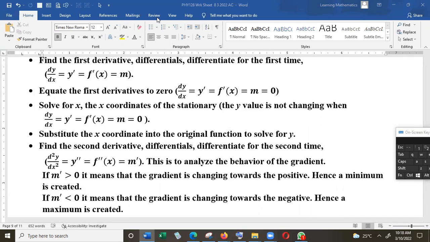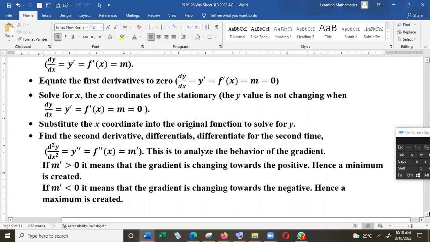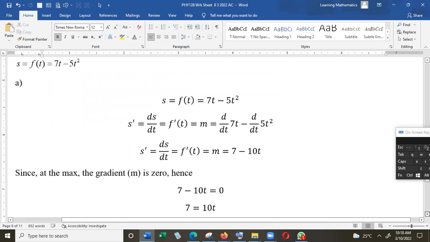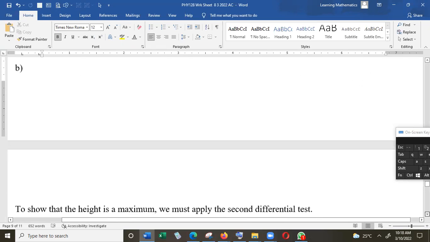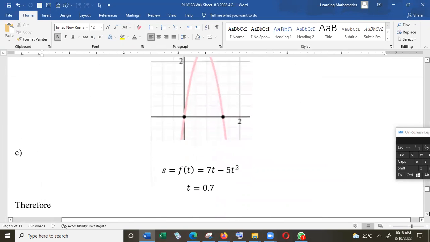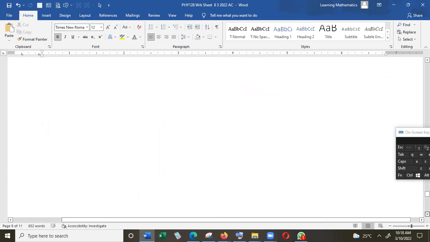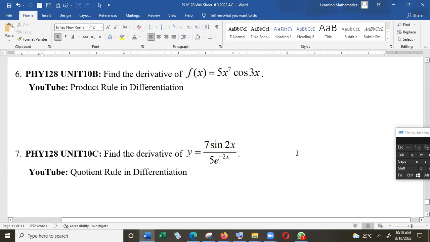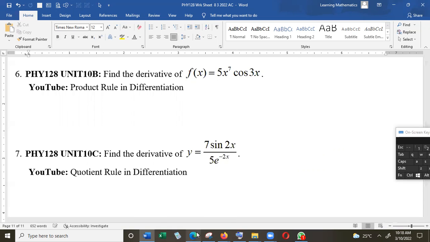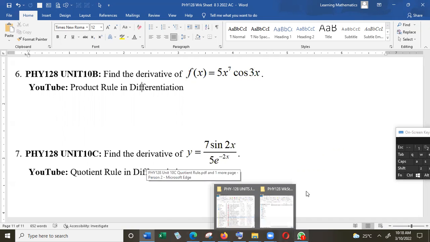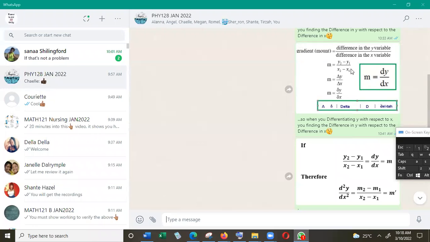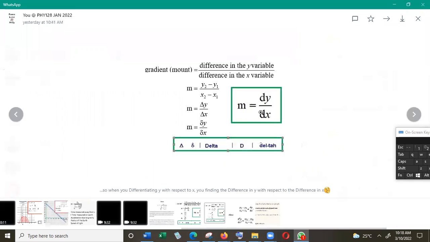So we're moving on to number 6 and 7, product rule and the quotient rule. But always bear in mind, product rule, quotient rule, we are differentiating, we are finding the rate of change of y with respect to x. That's basically what to do. So once you hear the word differentiation, always bear that in mind. dy over dx, a difference in y with respect to a difference in x, gradient.